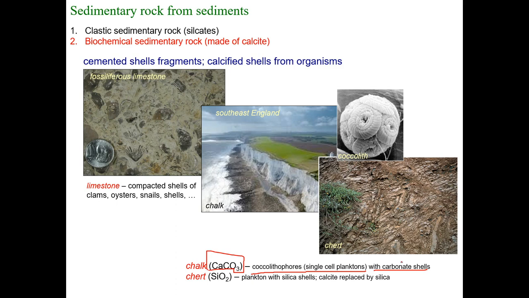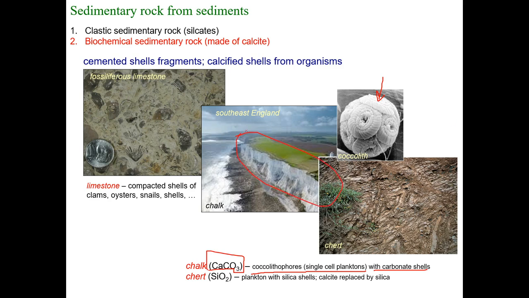Coccolithophores are little organisms, single-celled plankton. They float in the water. There's trillions and trillions and trillions of them. They have little carbonate tests. There's a picture of one of the tests. You need a scanning electron microscope to see them. But they combine together, and they form chalk.